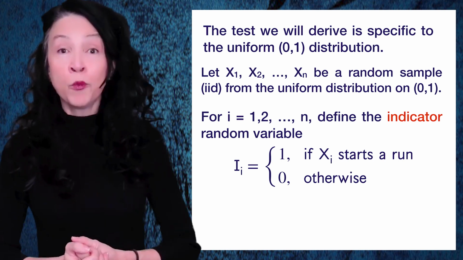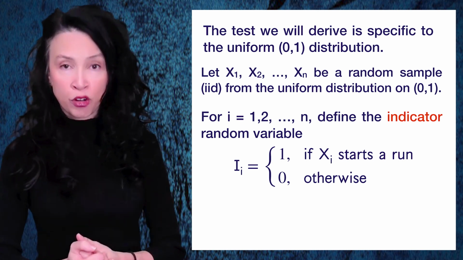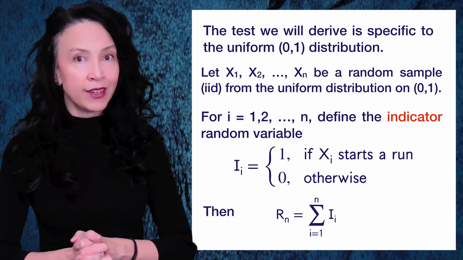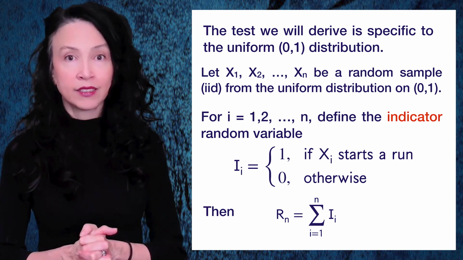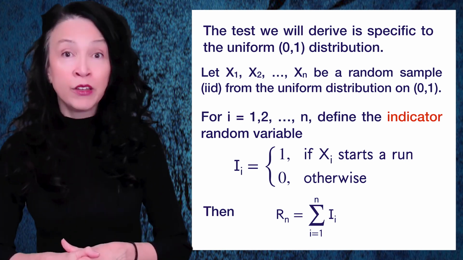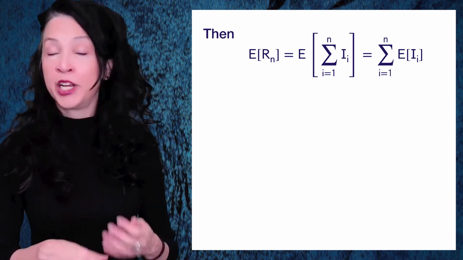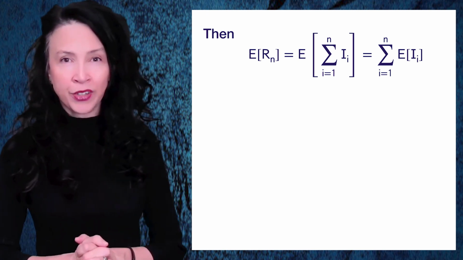So for i going from 1 through n, I'm going to let I sub i be 1 if X sub i starts a run either above or below the mean. And then I'm going to let R sub n be the sum of all the indicators. That will give me the total number of runs above or below the mean. To find the expected value of R sub n, I could take the expected value of this sum. Expectation is a linear operator, so run the expectation through the sum. We need to compute these individual expected values.